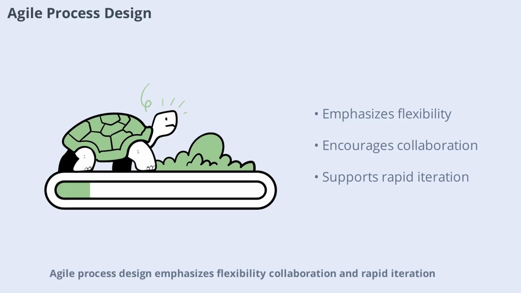Agile process design emphasizes flexibility, collaboration, and rapid iteration. By breaking work into small, manageable pieces and regularly reviewing progress, organizations can respond quickly to changes and continuously improve their processes. Agile methods are especially useful in dynamic environments.